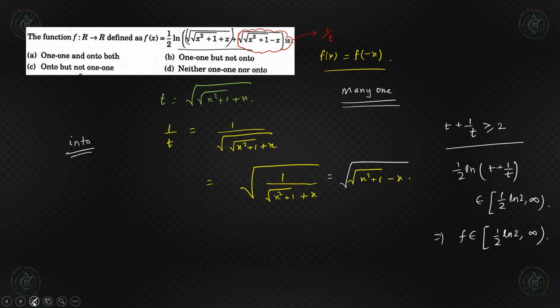So what will be our correct option here? In this case, the correct option will be neither 1-1 nor onto. Okay, let's jump to the next problem.